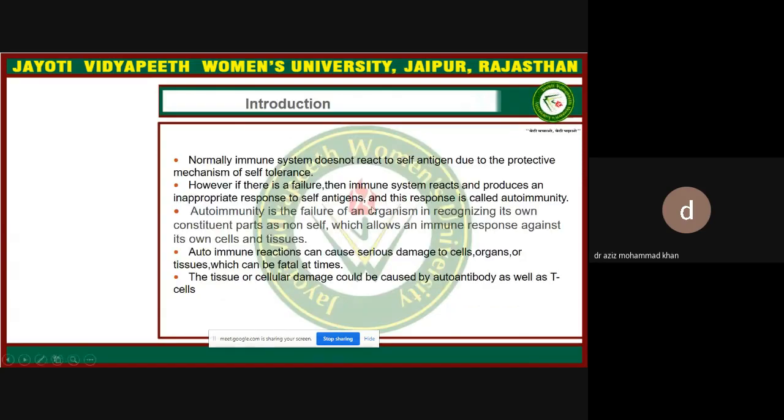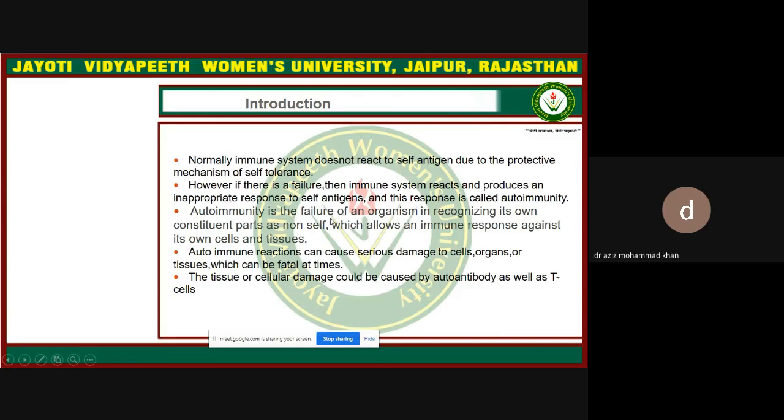So the immune system does not react to any self antigen, but sometimes, in some inappropriate conditions, the immune system will identify the self antigens, and when it identifies the self antigens, it will react to them and cause their killing. The case of killing the self cells, identifying and responding to the self cells, is known as autoimmunity.